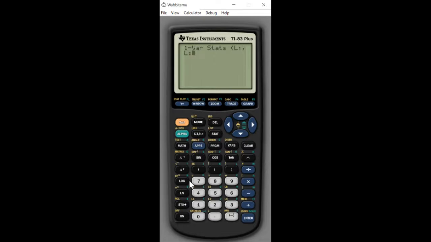So the way I'm doing that is I'm hitting the second button, and then the number 1, because that's where my L1 is, and then the second button, and then L2, because that's the number 2, because that's where my list is. And then I'm going to close off my parentheses, which was right there. And then I'm going to hit enter. And I want you to notice here.